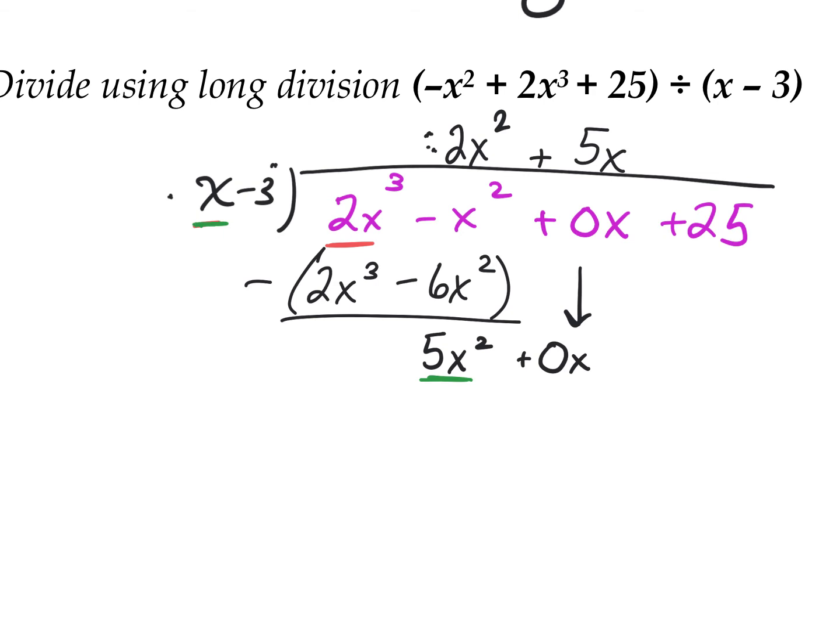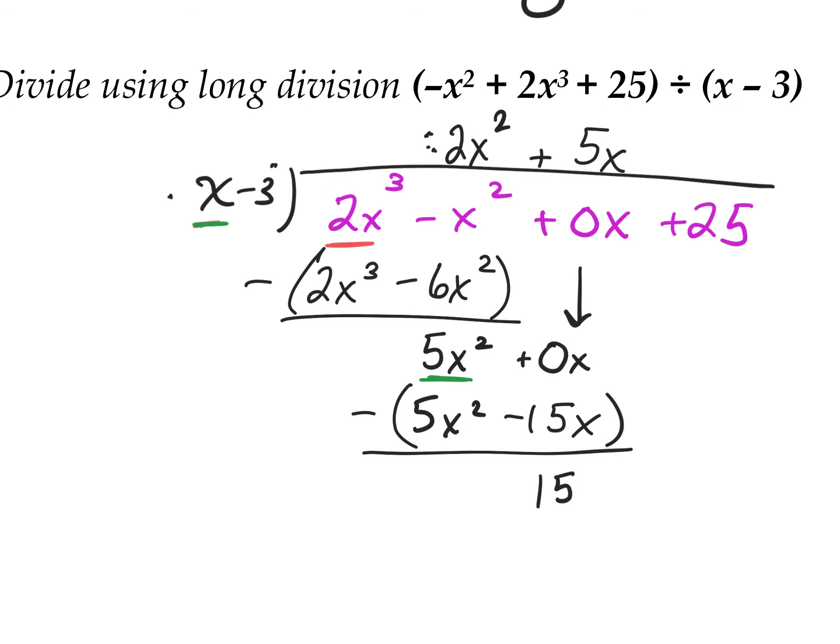So now we're going to multiply 5x times x, that's 5x squared, which we know. 5x times negative 3 is negative 15x. Be careful with your negative. 0 minus negative 15 is positive 15. And then we bring down the 25. And the process starts again. x times what gets us 15x?